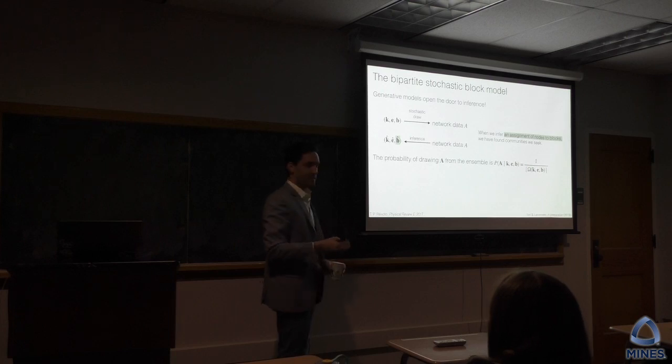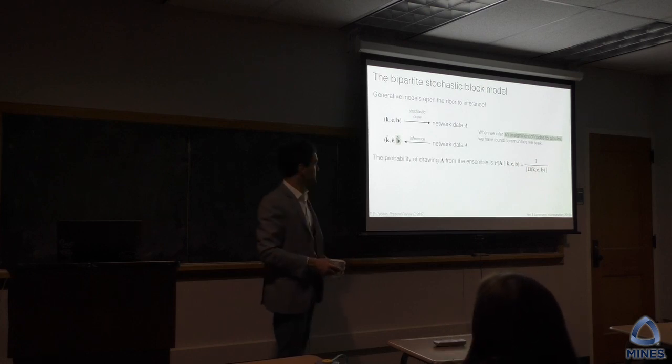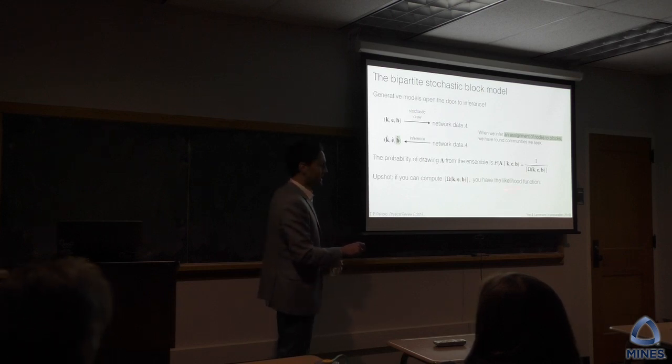So if I'm thinking about this ensemble as just a set of networks, such that the probability of choosing any network from that set is equal, then the probability of drawing any specific graph from that ensemble is the likelihood of the data given the model parameters, and that's just 1 over the size of that ensemble. So the upshot of this is that if you can compute the size of this ensemble, if you're really good at counting things, in other words, then you already have the likelihood function.